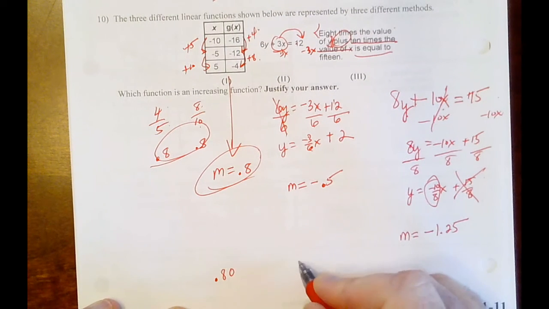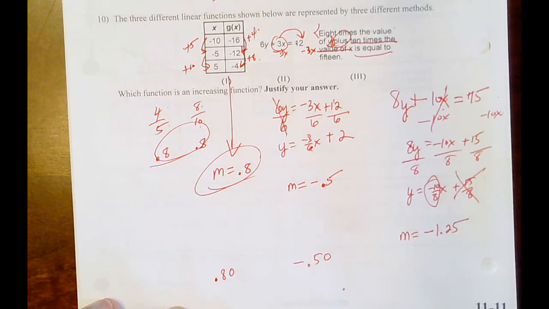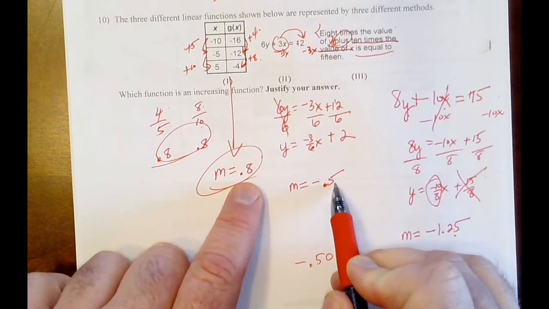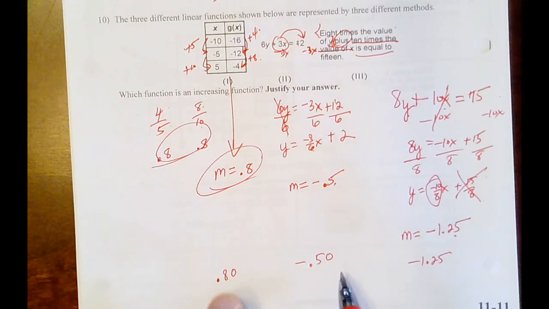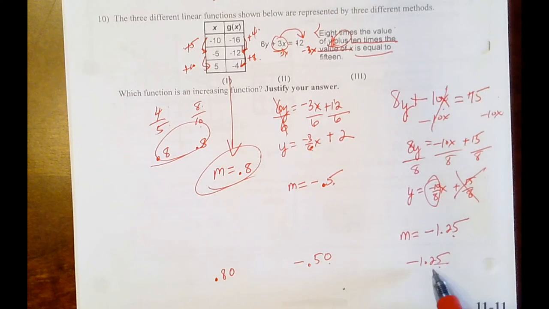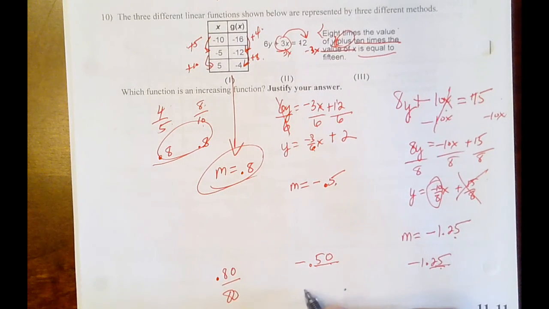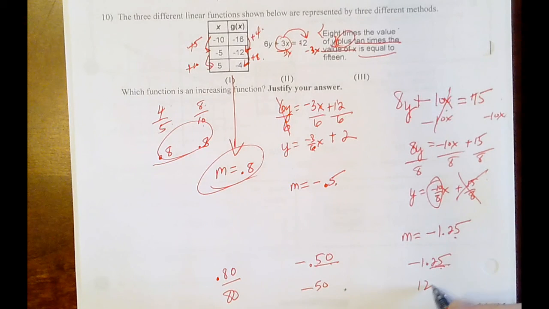0.80 and negative 0.50 and negative 1.25. And the reason why I did that, this has 2 decimal places. These didn't. You have to have an equal number of decimal places, 2, 2, and 2 to compare decimals. It's easier that way. Then once you do that, you can just treat them as whole numbers. 80, negative 50, and negative 125. Which one's the biggest? 80 would be.